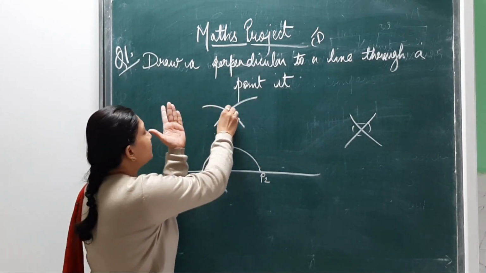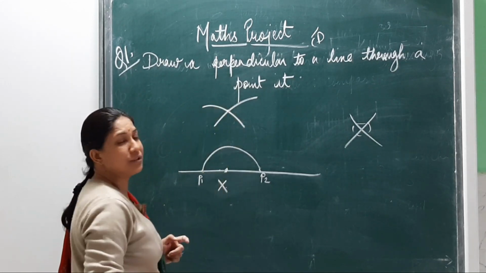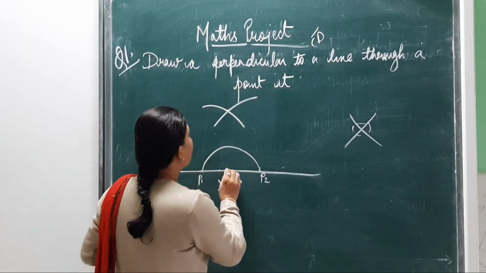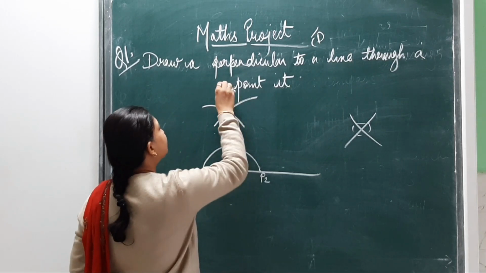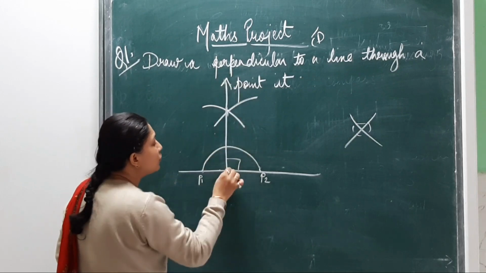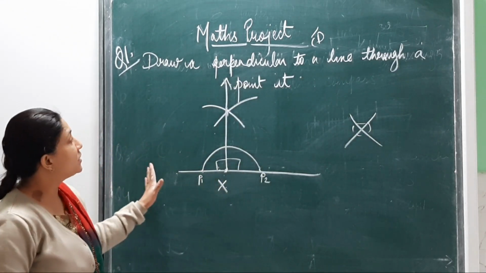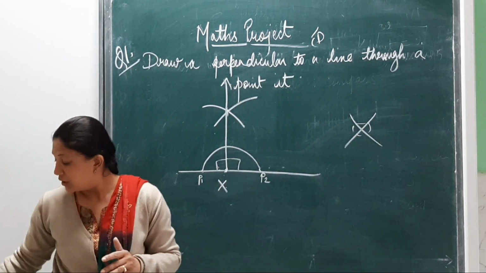Take out your ruler, mark a point. This point of intersection, mark it as a point. Take out your ruler and join the line. You will see what this is? Two lines intersecting at a right angle. Got it? This is the third part of your project.